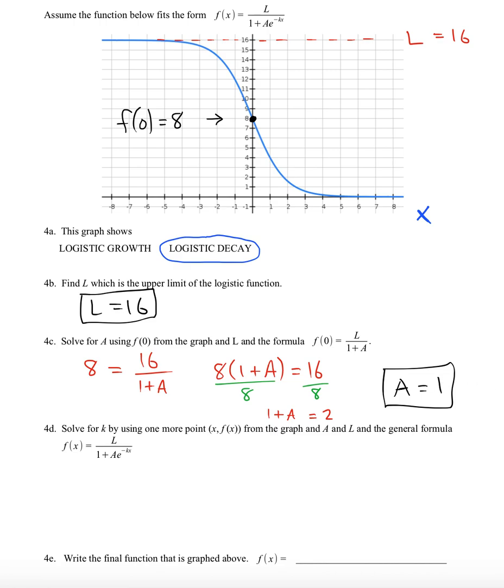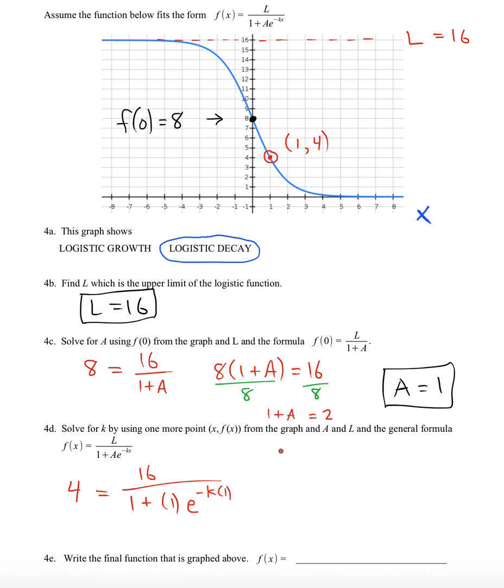Now can we find k using 1 point from the graph? I'm going to go ahead and pick this point, (1, 4). Looks like it'll be an easy one to plug in. So let's let our output of the function be 4. We'll plug in the 16 that we had found earlier, and for a, we'll use 1. And we'll get e to the negative k times 1.